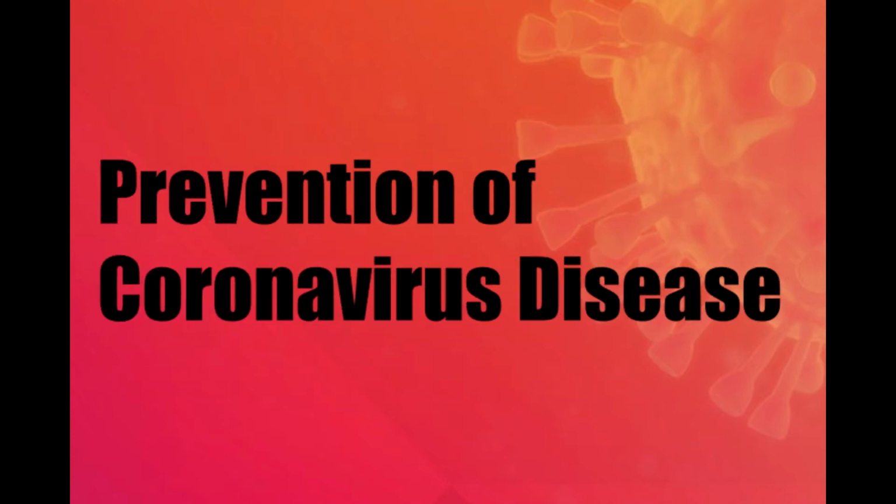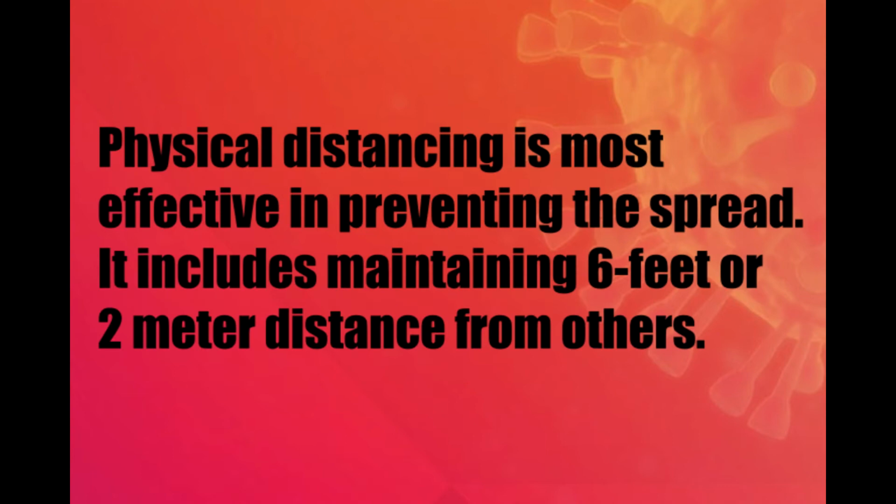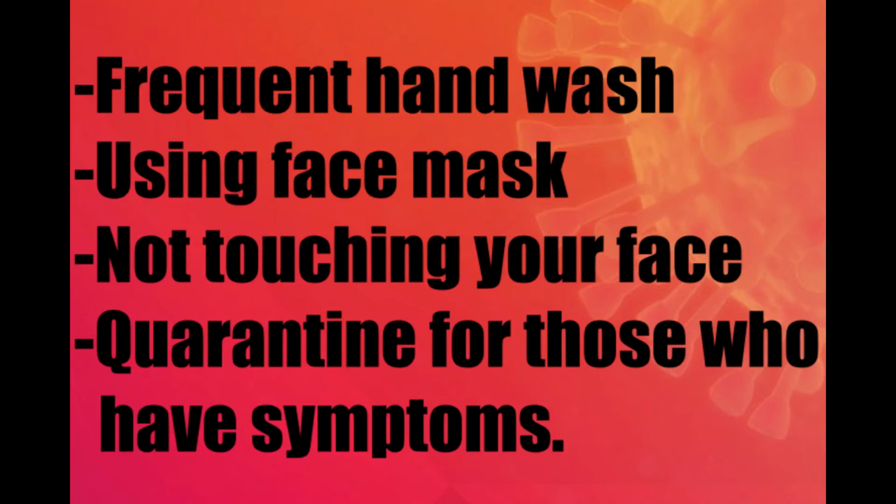Prevention of coronavirus disease. Physical distancing is most effective in preventing the spread. It includes maintaining 6 feet or 2-meter distance from others. Prevention of this disease includes frequent hand wash, using face mask, not touching your face, and quarantine for those who have symptoms.